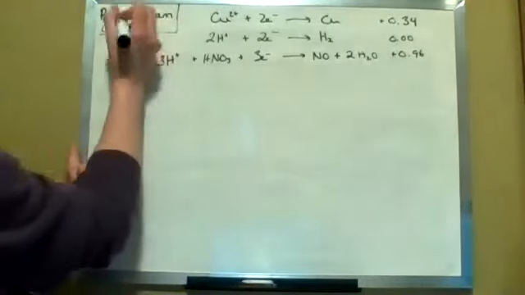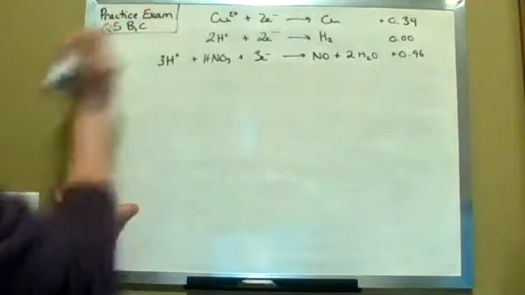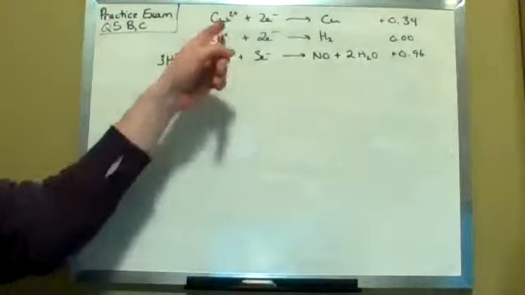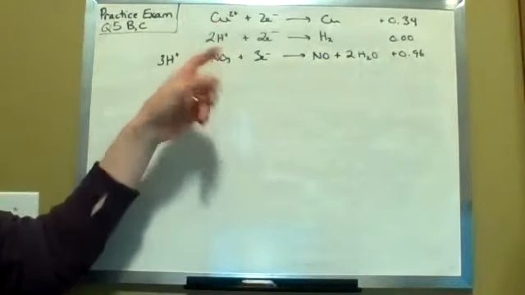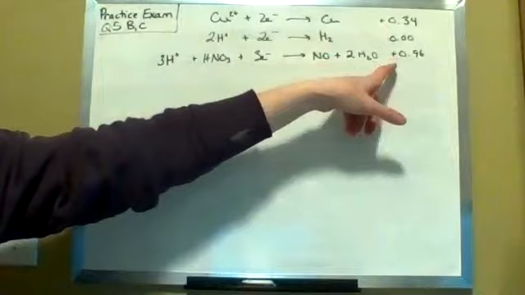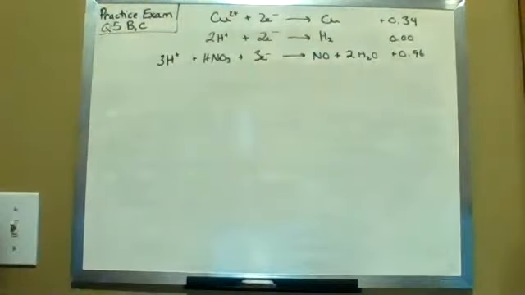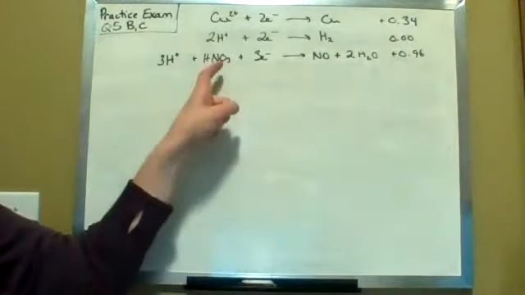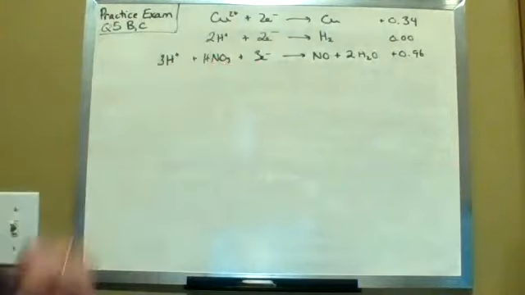Doing question 5, this is B and C of this part. So in B, it wants you to use the data they give below, the standard reduction potentials for the reduction of copper 2+, H+, or hydronium, and the nitric acid. They're giving you all the standard reduction potentials, and they want you to explain why copper metal dissolves in nitric acid, but not in hydrochloric acid.